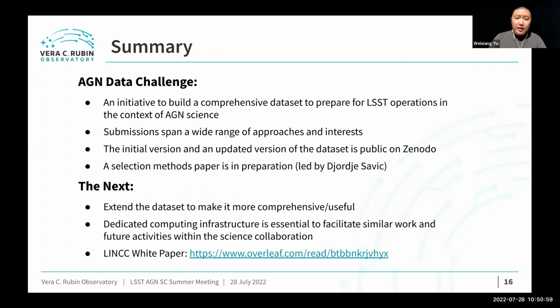Here is just a summary of the next steps. I have included the link to the white paper for reference. There are a lot of things they are doing that overlap with what we're trying to do through the AGN data challenge, and also what I've been doing to build AGN challenge data sets. So there are working collaborations between us and their efforts. Yeah, thanks. That's all I have.